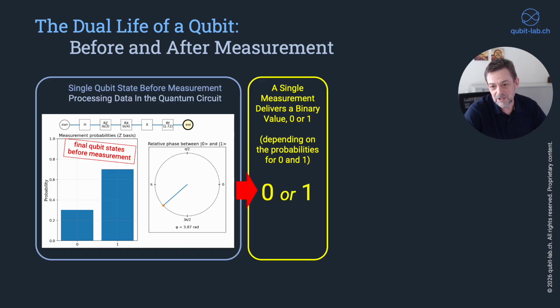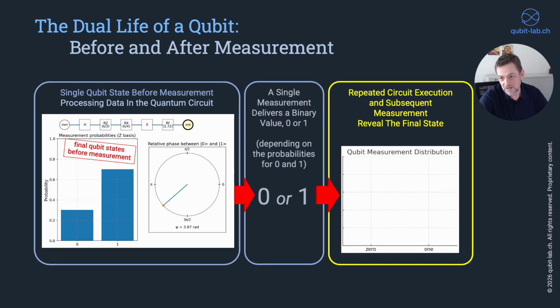And okay, that doesn't help a lot to understand the inner setup of the qubit. But what you can do, obviously, is you can repeat this several times. You need to repeat the circuit execution again, and also the subsequent measurement. So you need to do both, because if you just measure again, as said, you will just measure again the same result you had before.